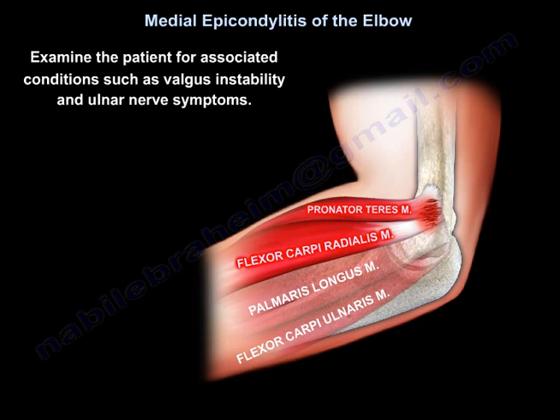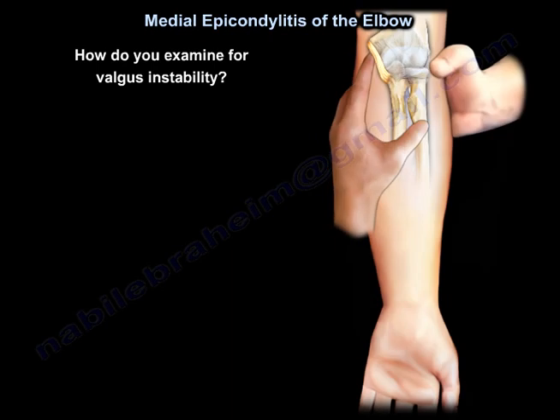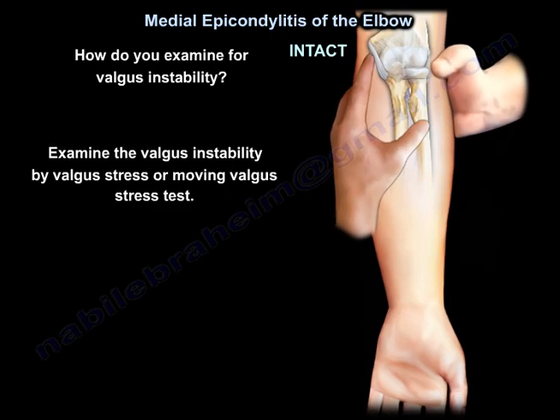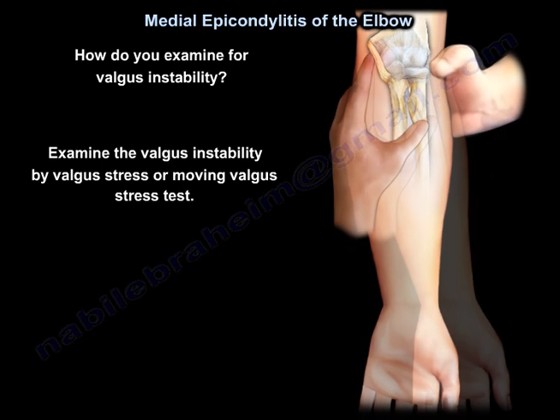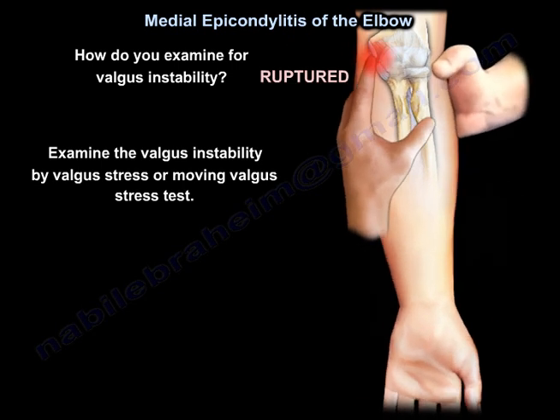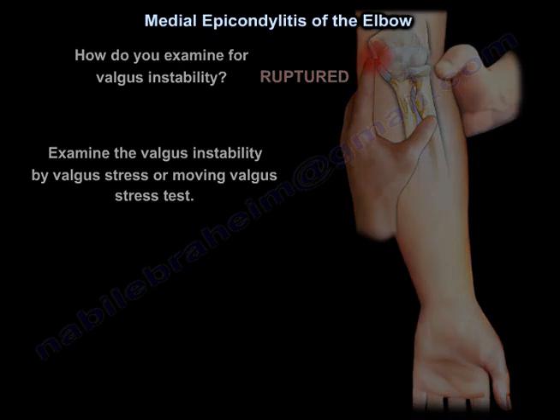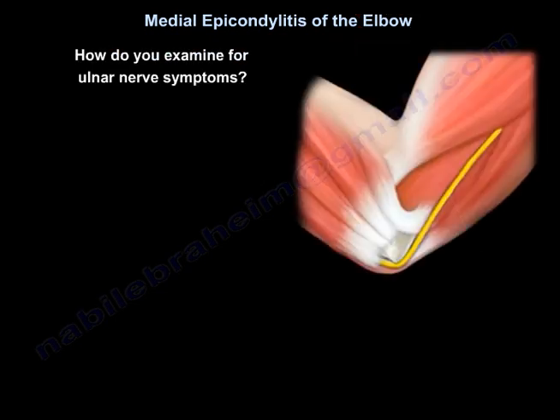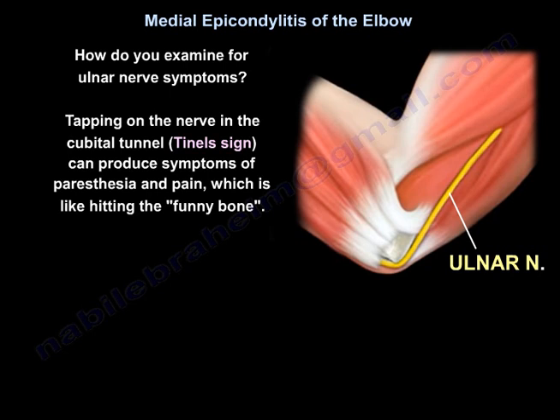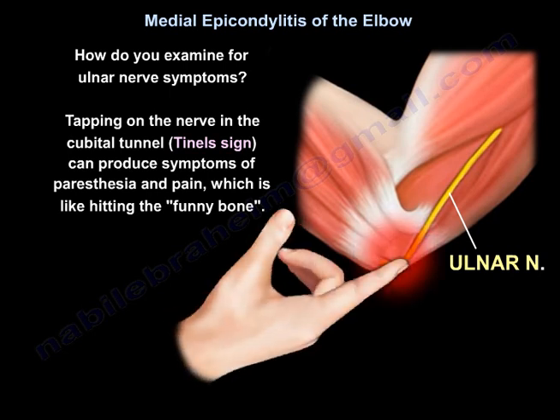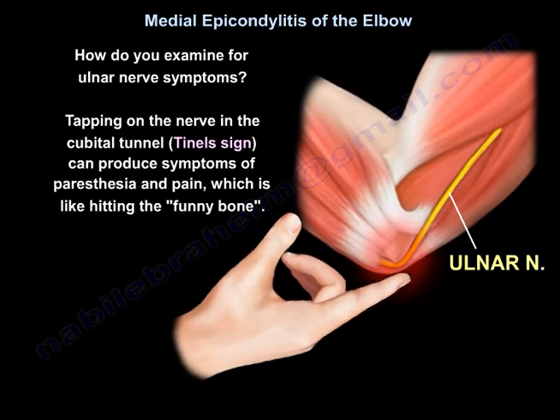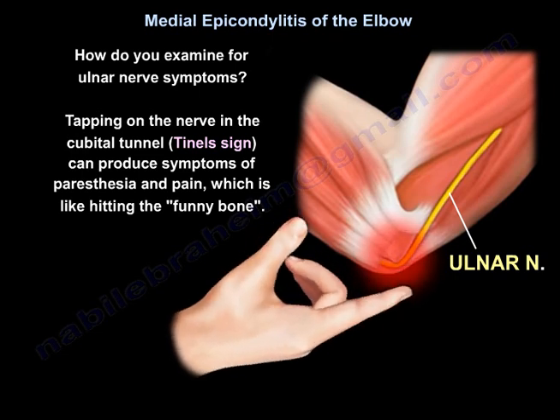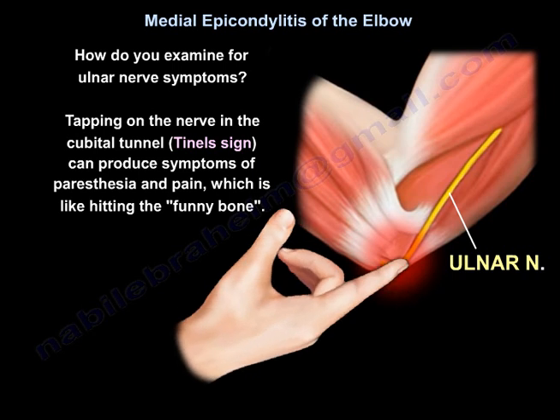Examine the patient for associated conditions such as valgus instability and ulnar nerve symptoms. How do you examine for valgus instability? Examine the valgus instability by valgus stress or moving valgus stress test. How do you examine for ulnar nerve symptoms? Tapping on the nerve in the cubital tunnel, it's called Tinel sign, can produce symptoms of paresthesia and pain. It's like hitting the funny bone.